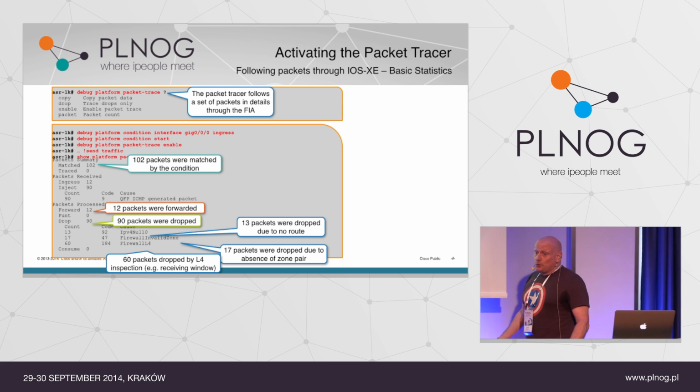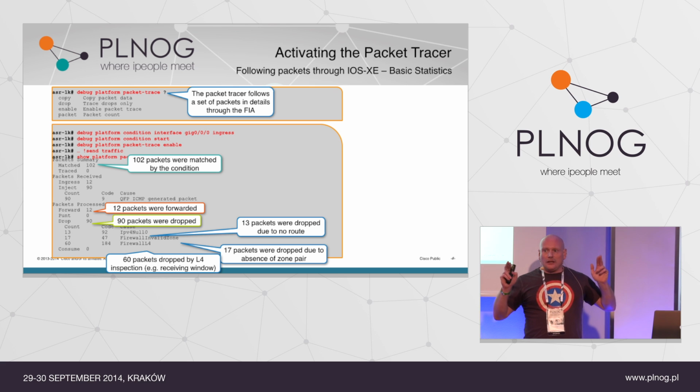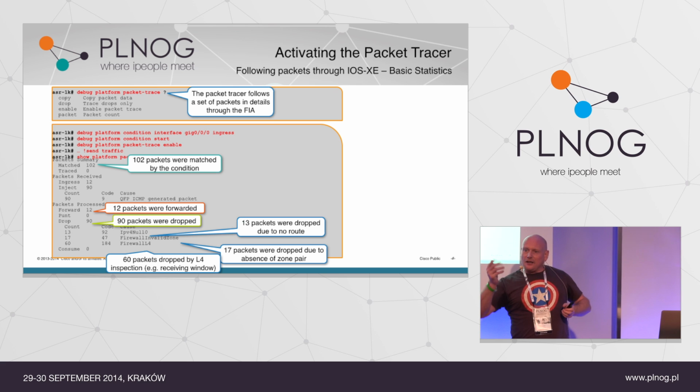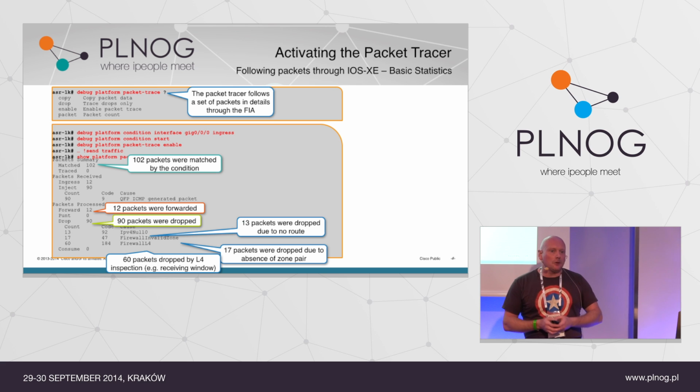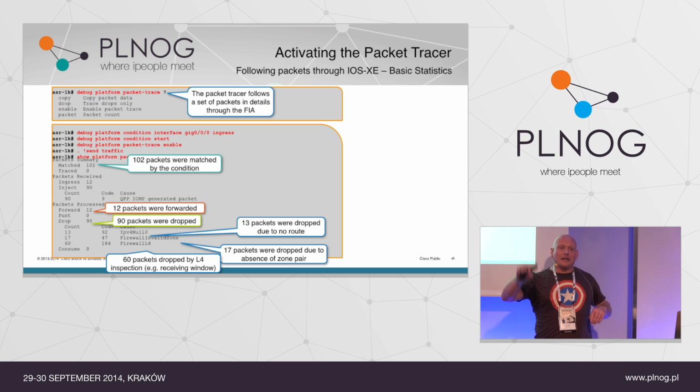So step two, we need to enable the packet tracer. The packet tracer is just a client on the QFP infrastructure that will start to seed all those packets that have the debug me flag turned on. So here is the easiest. You see here we get the condition, and then here we just type debug platform packet trace enable, enter.